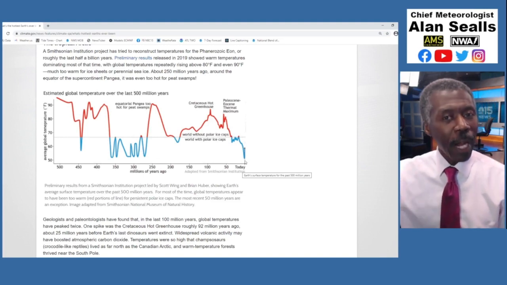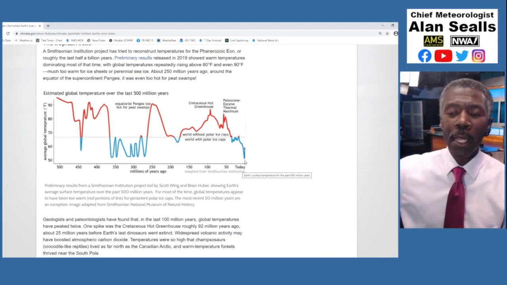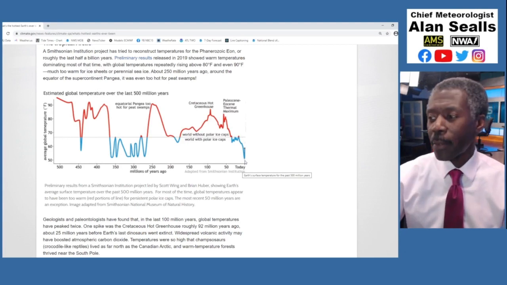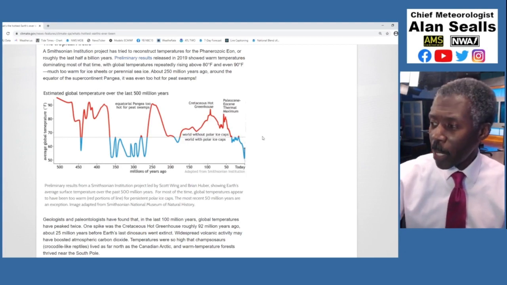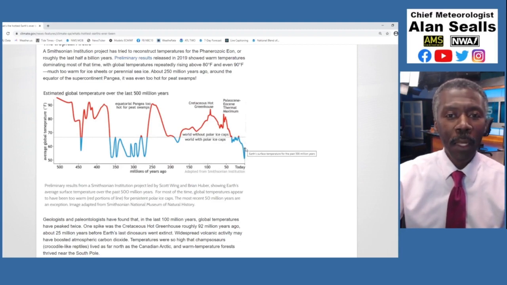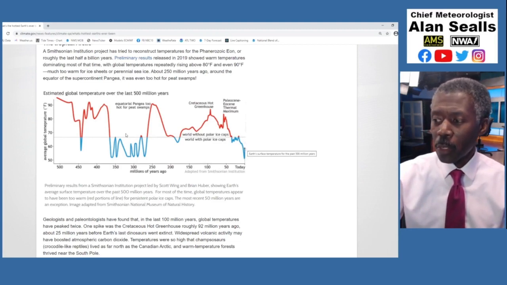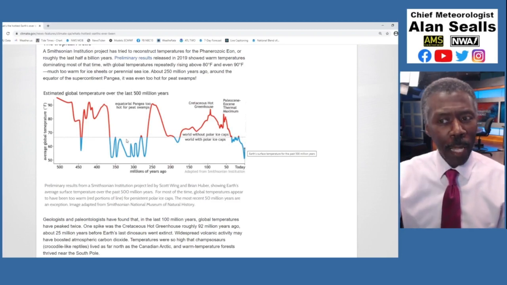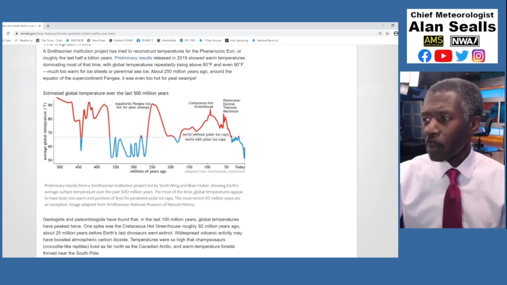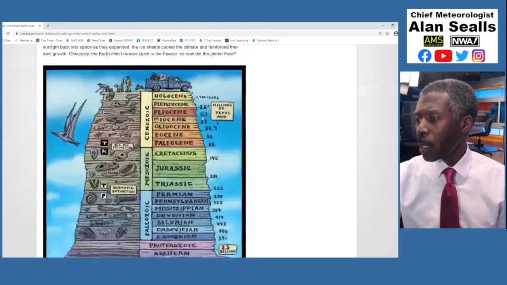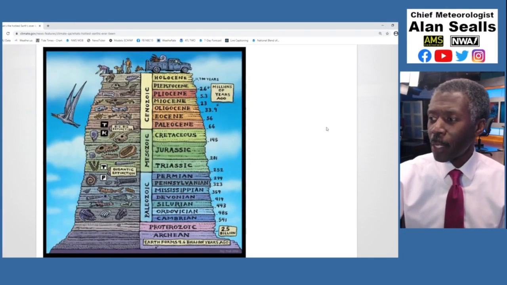So you use the proxies to go back in time, and you can pull this data out of that. So that's how we know. And by the way, we are right there. This is where we are at present time. So you'll notice they're cycles, up and down, up and down. They're not perfect cycles.